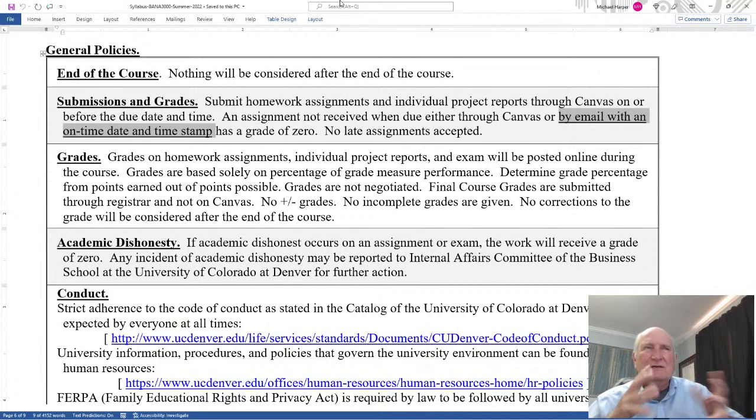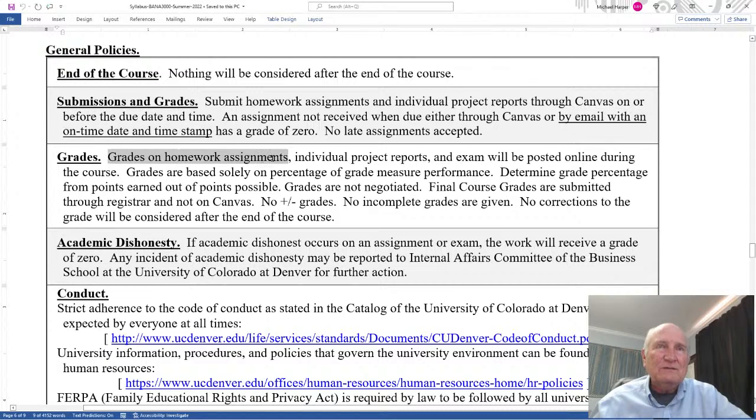And so I allow a little bit of flexibility. So the due date and time is strict. Canvas is convenient, but if you can get it by other means, if I can actually have the date and time stamped electronically or virtually submitted, I'll accept it. Okay, grades on homework assignments, project reports, and exams will be posted online during the course.